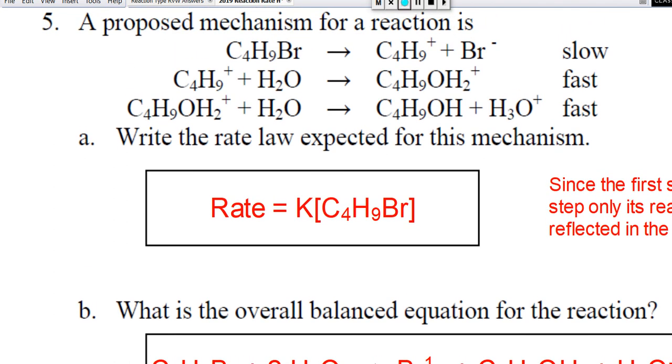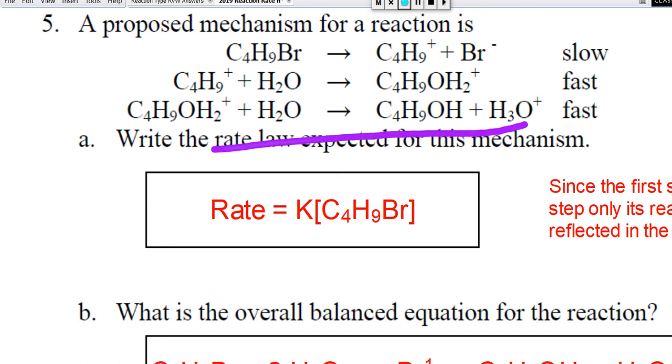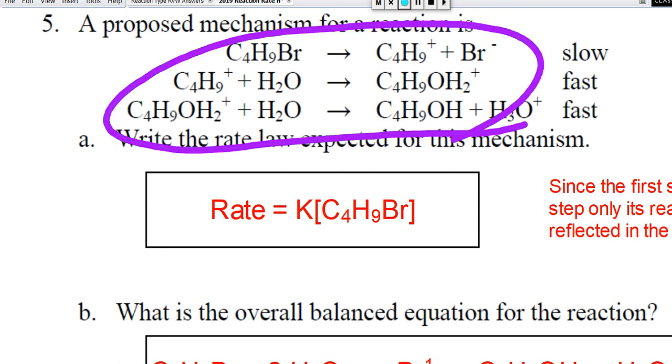B throws some people off. B is just saying, hey, what if I add all 3 reactions together? What is the total reaction? And there's several things we can cross out of this reaction as we go along. Like this.